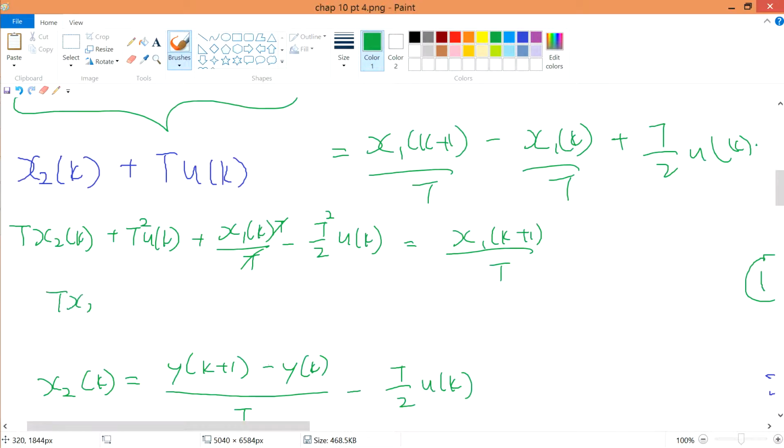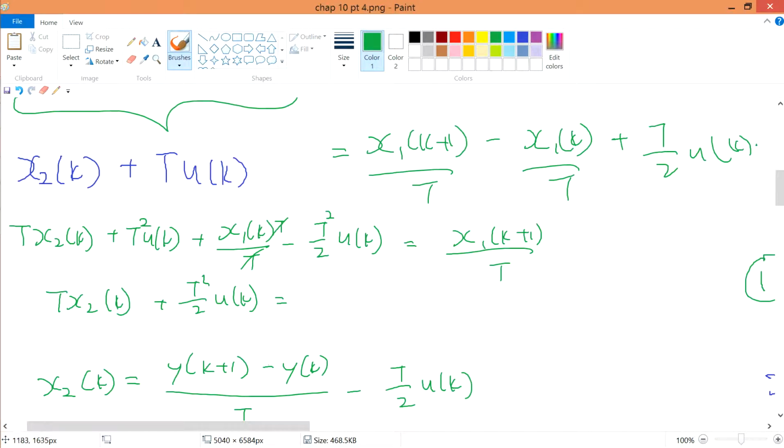You have tx2k, which is this one. I bring it down. Okay, this thing minus this thing, I will have plus t square over 2 uk. Right, this thing over here plus minus this one, I'll have this one. Take a look. Okay, just take a look.